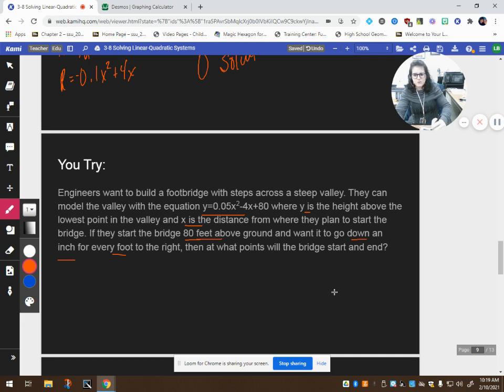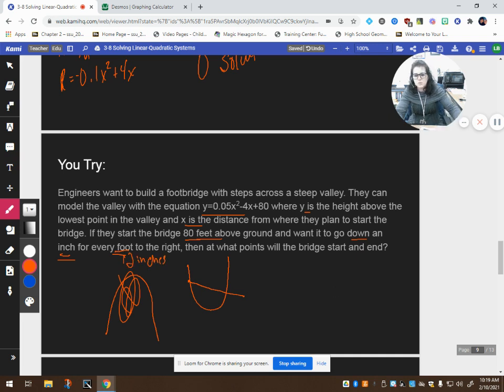So kind of think about this. We've got this parabola that represents the valley, right? Or no, it wouldn't be this kind of parabola, it'd be this. It's a valley, not a mountain. So ignore that. So we've got this valley here. They're wanting to put a footbridge. They start at 80 feet and it goes down 1 inch for every foot. So it goes down 1 inch for every 12 inches.